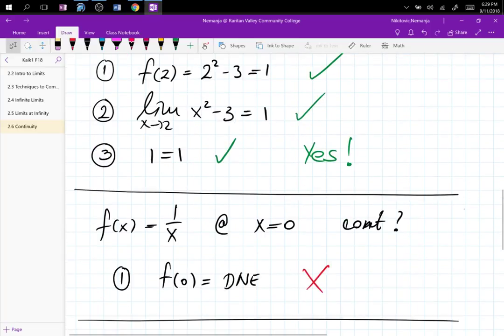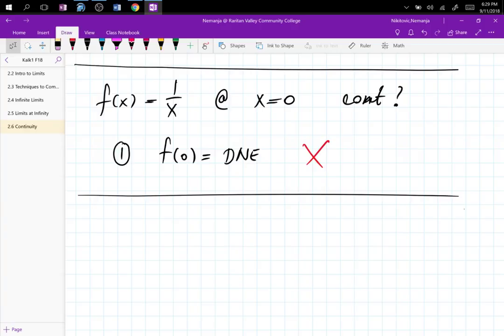All I did is I applied the red. Function value doesn't exist, fails on the first one, done. Discontinuous. I don't have to check rule number 2, rule number 3. The first one failed, move along.